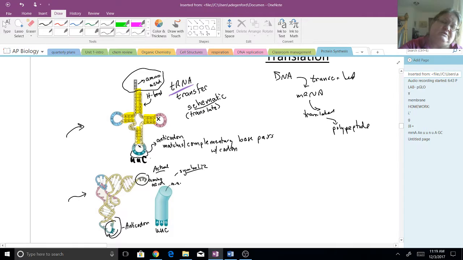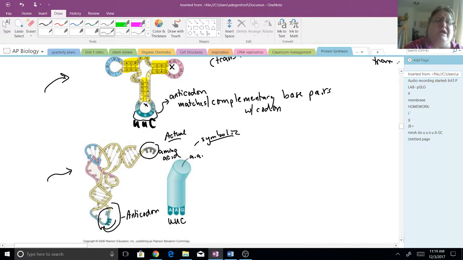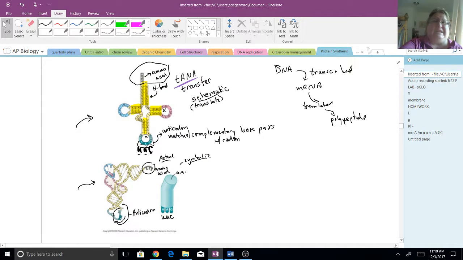Then the other end would be the anticodon. Now, the anticodon matches or complements the base pairs that are in a codon on an mRNA strand. So, for instance, and I know this might be hard to see, if our anticodon is AAG, then the codon it matches must be UUC. And that's how we're going to relate the correct amino acid to the correct codon. Sometimes I like to think of this as not transfer RNA, but translates, right? It translates, and that's why we call it translation.